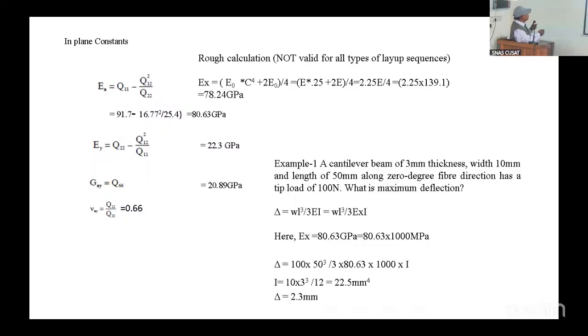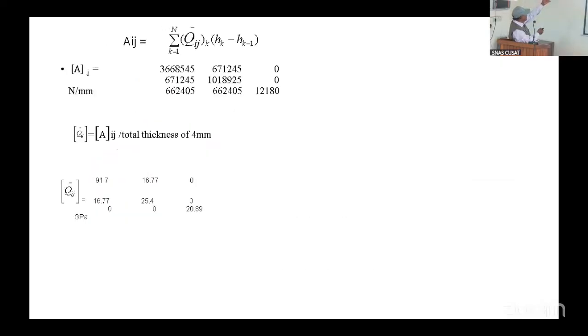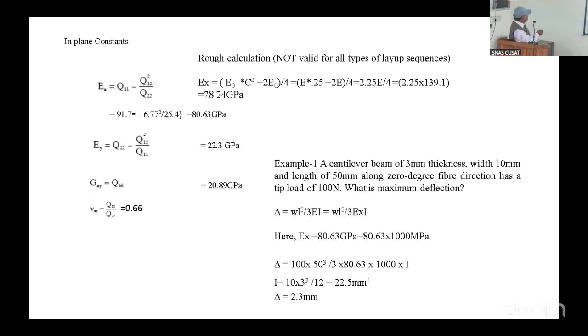Now you do actual calculation, Q1 bar, Q and all that is there in the previous slide. This is what the Q. Substitute this value, you will get what is E1. So you are getting 80 roughly. And similarly, you will get the other property. What is the idea behind this thing? Idea behind is if I want to calculate a 0, plus 45, 0, minus 45 of 0, 2 mm thickness, plus 45 1 mm thickness, minus 45 1 mm thickness, total 4 mm thickness.